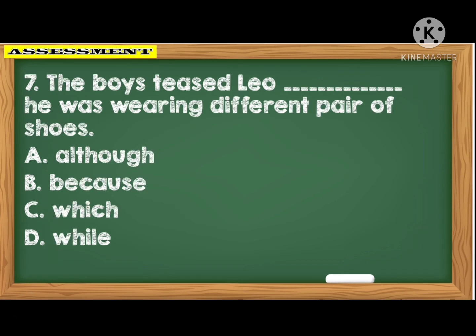Number 7. The boys teased Leo, blank, he was wearing a different pair of shoes. A. Although, B. Because, C. Which, D. While.